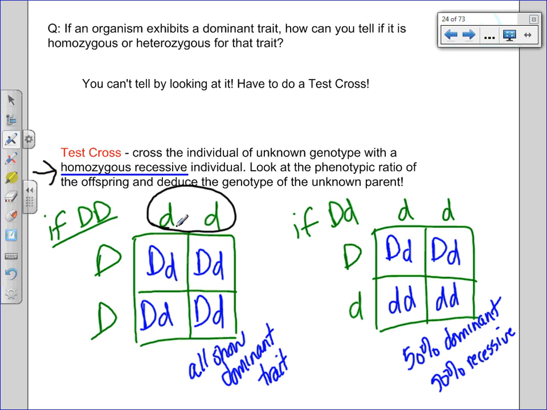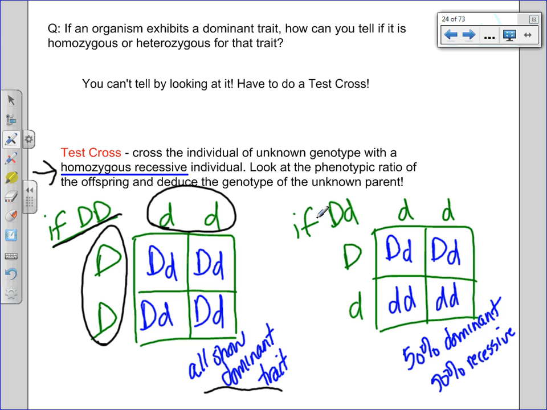This would be the alleles given by the test individual, the one that you're crossing with, so the homozygous recessive. They have both little alleles. If the one you're wondering about has both big alleles, okay, then it would give a big D and a big D. In that case, this combination of parents, when they're mated, would end up having all their babies show the dominant trait. They'd all be heterozygous, but they'd all show the dominant trait. There'd be none that show the recessive trait.